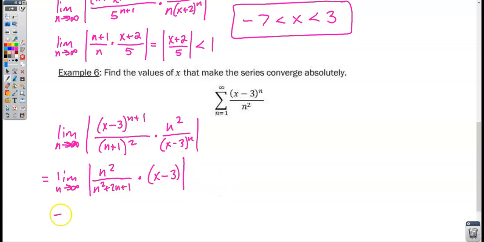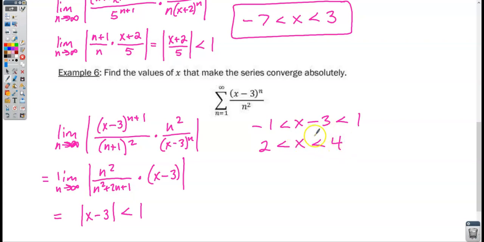The limit of all that, as n goes to infinity, is just the absolute value of x minus 3, which we need to have be less than 1. And so we set up our inequality here. We're going to add 3 to all the parts. That makes that 2, that x, and that 4. And that is the interval on which this series is going to converge absolutely. Outside of that interval, it will not converge absolutely.